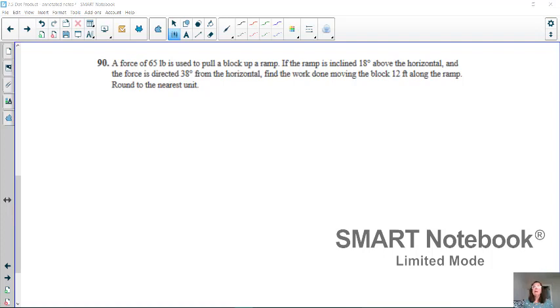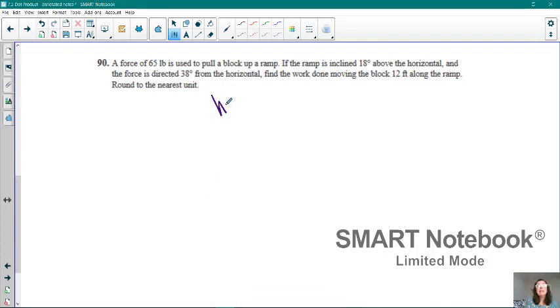This is a little bit more realistic type situation. So let's see how we would address this. This is number 90 from your textbook. A force of 65 pounds is used to pull a block up a ramp. If the ramp is inclined 18 degrees above the horizontal and the force is directed 38 degrees from the horizontal, then find the work done moving the block 12 feet along the ramp, round to the nearest unit.